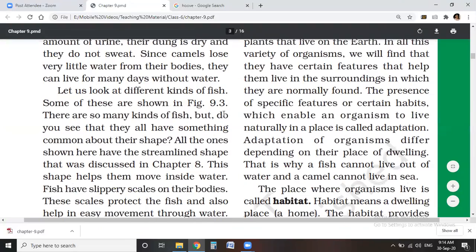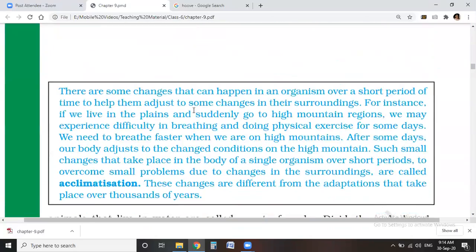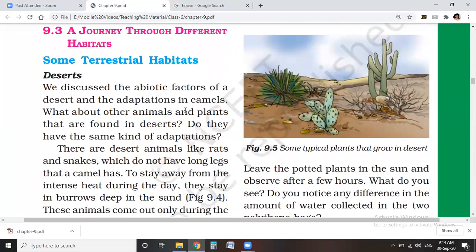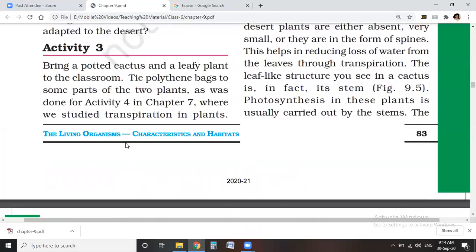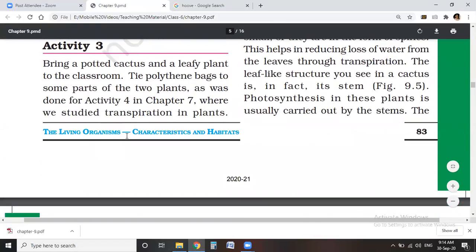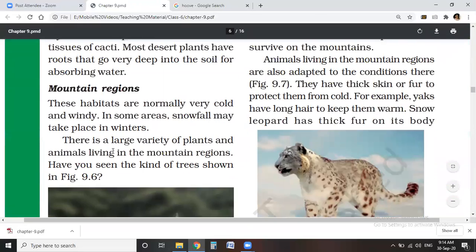So different types of habitat we see: terrestrial and aquatic, and adaptation we discussed. We see the adaptation on the habitat: desert, terrestrial, and today we continue with the same topic with the subheading. In desert adaptation we already discussed the cactus plant and other animals which live in burrows. And today we discuss the mountain regions.